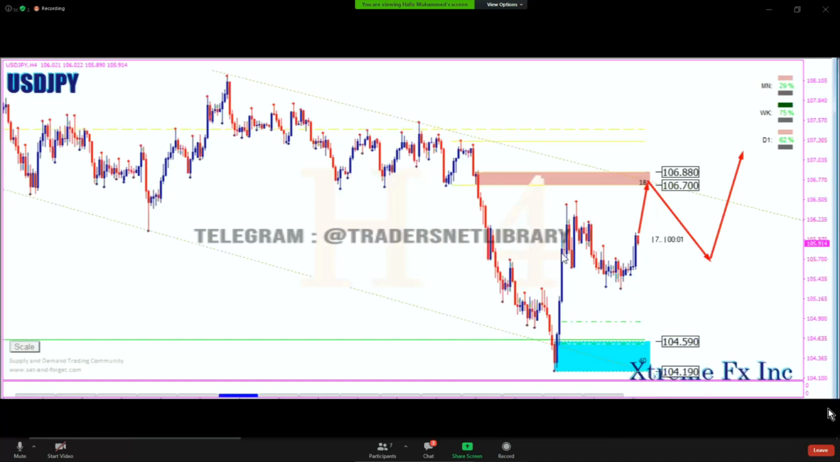What indicator do you use for those zones? I'll share them in the group.